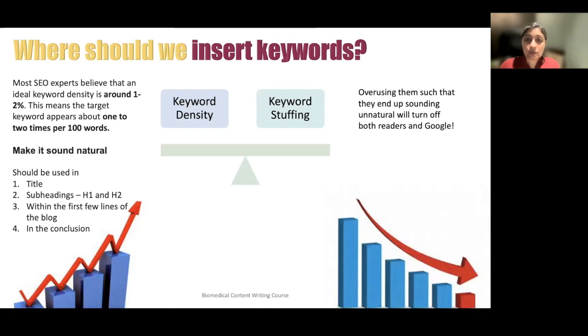So the idea is to use keywords in the right density or the right amount. Most SEO experts believe that an ideal keyword density is around 1 to 2%. This means that the target keyword appears about 1 to 2 times per 100 words. The idea is to make it sound natural, so it should be used in the title, in the subheadings, within the first few lines of the blog, and in the conclusion. In this way, you know that you're using enough keywords so that Google can find your content, but not too many keywords so that it sounds weird or sounds like a machine wrote it instead of a human being.